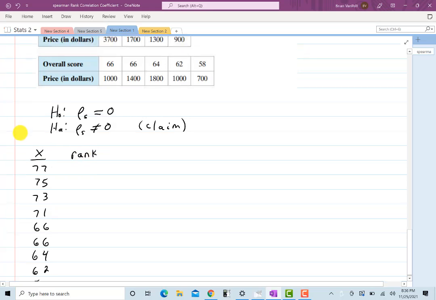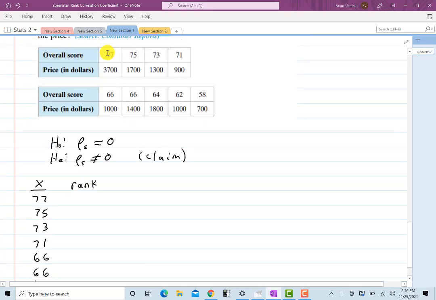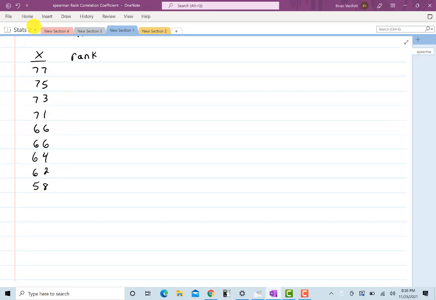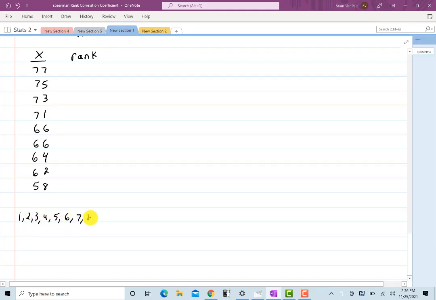Let me count the total number of data that we have so far. 1, 2, 3, 4, 5, 6, 7, 8, 9. So we have 9 pieces of data. So we want to rank from 1 through 9. Now they've made it sort of simple on us because the smallest number is at the bottom and it just kind of works its way up. So I will go up from there.